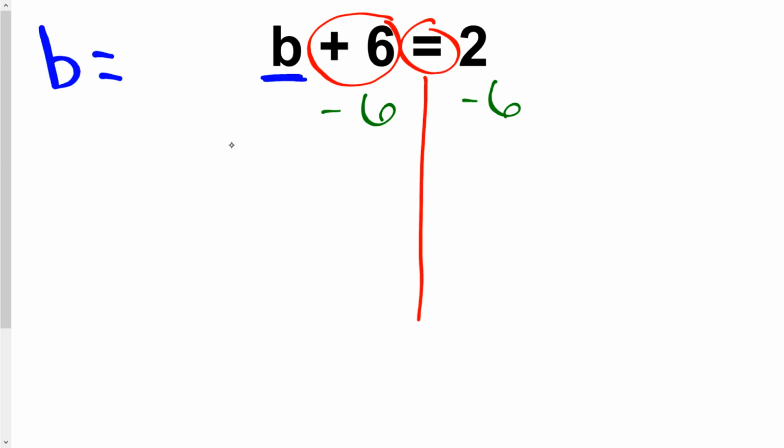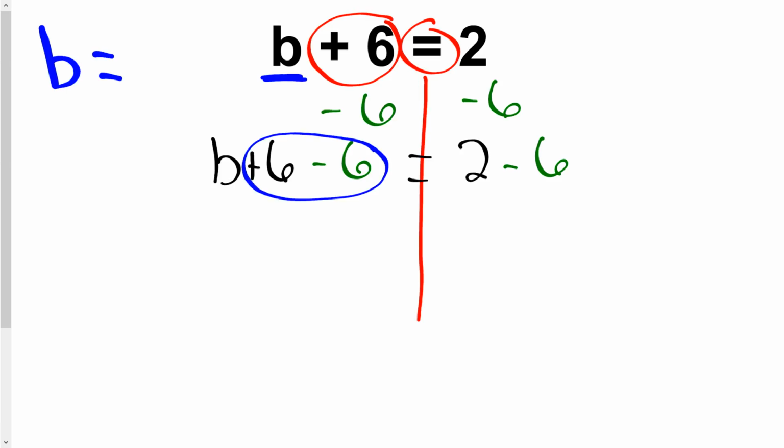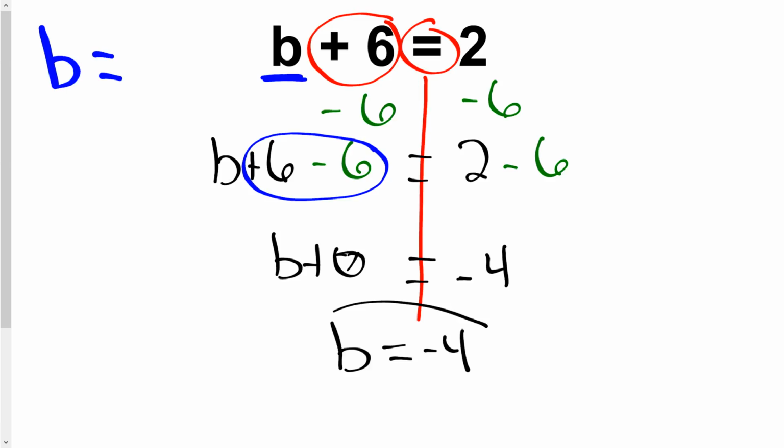It's going to leave me with, on the left-hand side, b plus 6, what I originally had, minus 6 equals 2 minus 6. Well, 6 minus 6 is pretty simple. That's going to give me b plus 0 here equals 2 minus 6 is actually a negative 4, which means b equals negative 4.